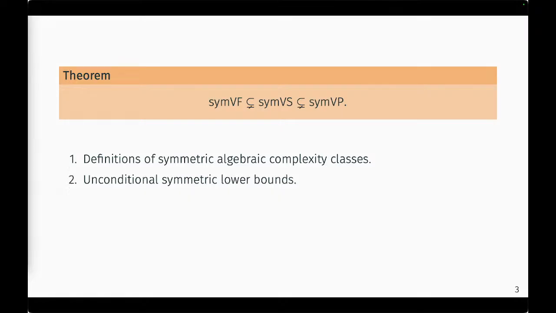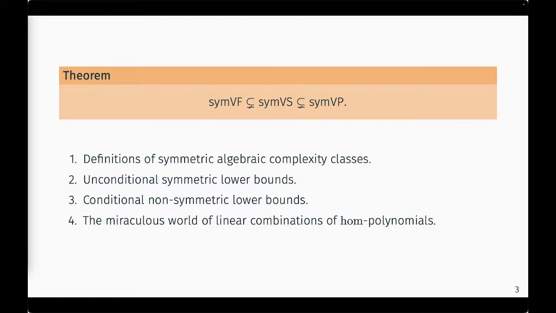In the second part, I'm going to talk about unconditional symmetric lower bounds, so unconditional separations of these complexity classes. And then in the remainder, and most of the talk, I'm going to talk about conditional non-symmetric lower bounds that are meant to help us understand the power of symmetric computation compared to non-symmetric or general algebraic computation. And in the last part, I'm going to talk a bit about the techniques. I titled this talk The Miraculous World of Linear Combinations of Homomorphism Polynomials, because this is a very exciting tool and a lot of non-trivial things are going on, and maybe I'm going to be able to convey that.